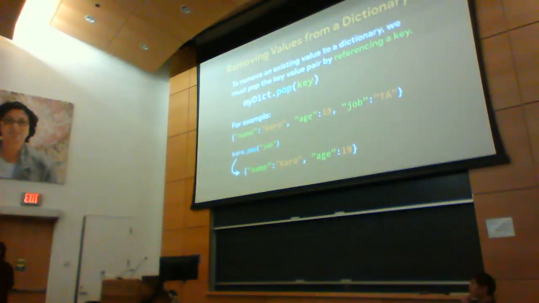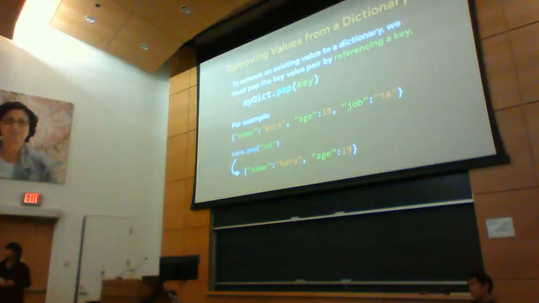Doesn't pop remove the last thing and return it? Remember that a dictionary is unordered, so there is no last thing. You have to specify what you want to pop. So when you pop job, does it return job? I think it does. It does. But notice I didn't save it anywhere. I didn't say something equals my_dict.pop, because I didn't save it to a variable, it's kind of just gone.